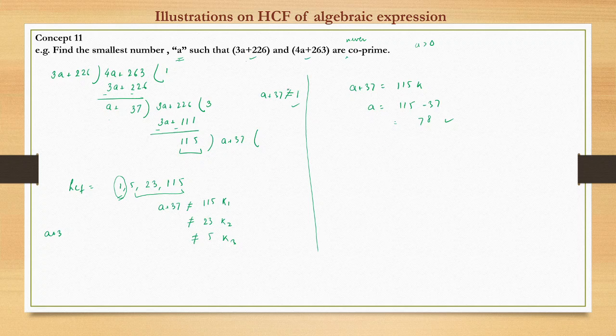If the question was if these are co-prime, there would have been many cases and we could not have found one such answer. But if the question is if they are never co-prime, then a is equal to 78 for the two expressions to be never co-prime. So this is the answer. So I hope you would have got the broader concept of how we move to such types of questions.